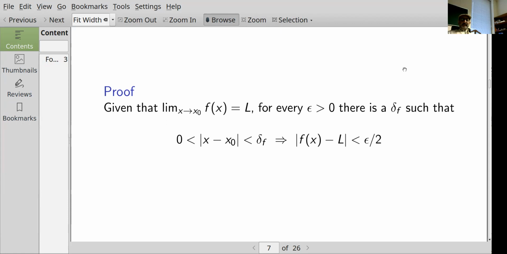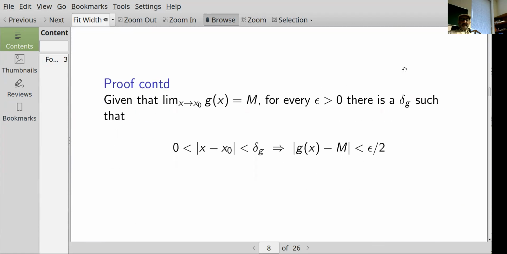All right. Similarly, when you said that the limit as x goes to x naught of g of x is m, what you meant formally was that for every epsilon greater than 0, there is a delta g such that x within delta g of x naught, but not equal to x naught, implies that g of x is within epsilon over 2 of m.